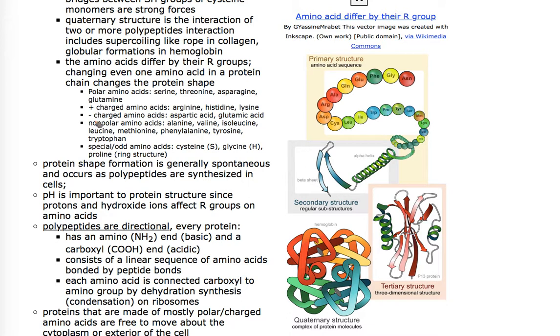They also love water. But the nonpolar ones are these, and these are really important. Alanine, valine, isoleucine, leucine, methionine, phenylalanine, tyrosine, and tryptophan are all nonpolar, and as a result, when they are found in high number in a protein, that section of the protein will wedge into the core of a cell membrane. Really weird amino acids are cysteine, glycine, and proline. Cysteine, especially for its sulfur atoms, is capable of forming disulfide bridges between separate polypeptides to form a quaternary structured protein.